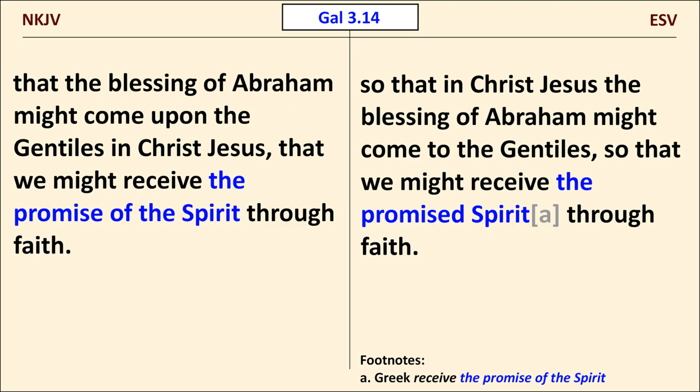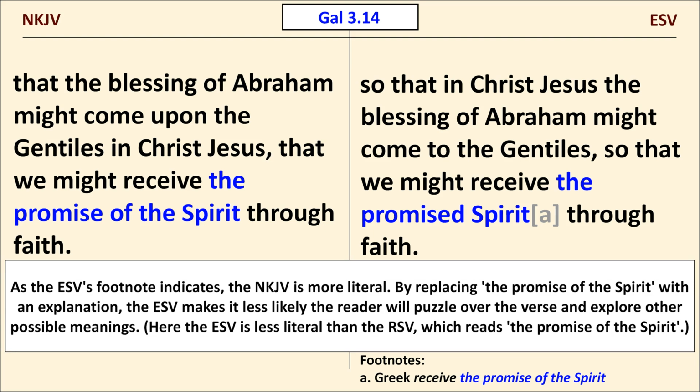In Galatians 3:14, the NKJV has "the promise of the Spirit," while the ESV reads "the promised Spirit." As the ESV's footnote indicates, the NKJV is more literal. By replacing "the promise of the Spirit" with an explanation, the ESV makes it less likely the reader will puzzle over the verse and explore other possible meanings. Here the ESV is less literal than the RSV, which reads "the promise of the Spirit."